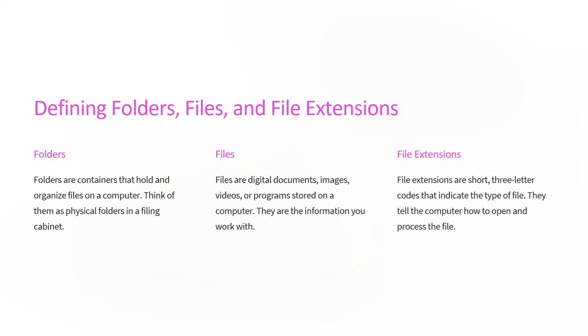Then we have what we call a file extension. File extensions are the short letters that indicate the type of file; they tell the computer how to open and process the files. These extension codes are like a directive to the computer, saying this is a picture, so please open this as a picture, open this as audio, open this as a video, open this as a Word document, or open this as an Excel or PowerPoint document.